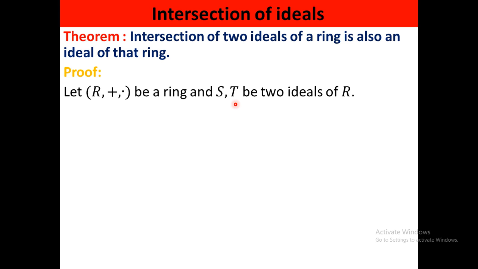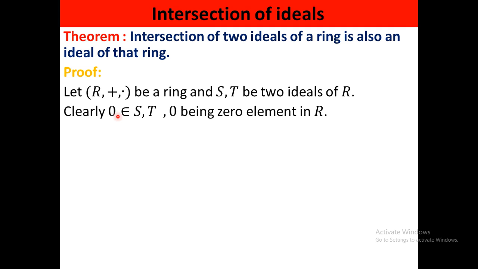At first we have to show that S intersection T is a non-empty subset of R. For that purpose, we consider 0 belongs to S and 0 belongs to T, because you know that since S and T are ideals, S and T are both subrings of R, so (S, plus) and (T, plus) are both commutative groups. Here 0 is the additive identity in the ring. This is called the zero element. So 0 is an element of S as well as 0 is an element of T. Now we can write 0 as 0 plus 0.